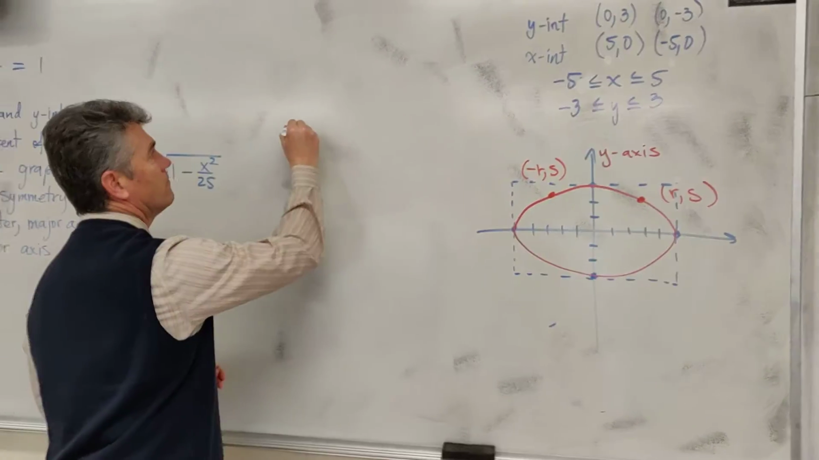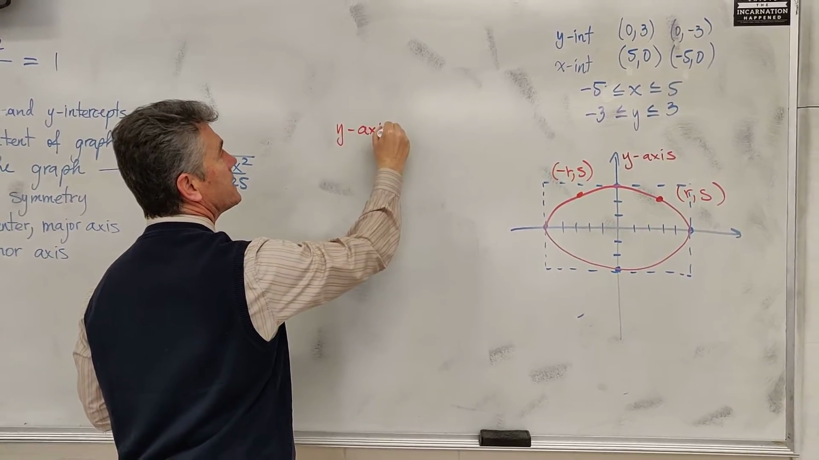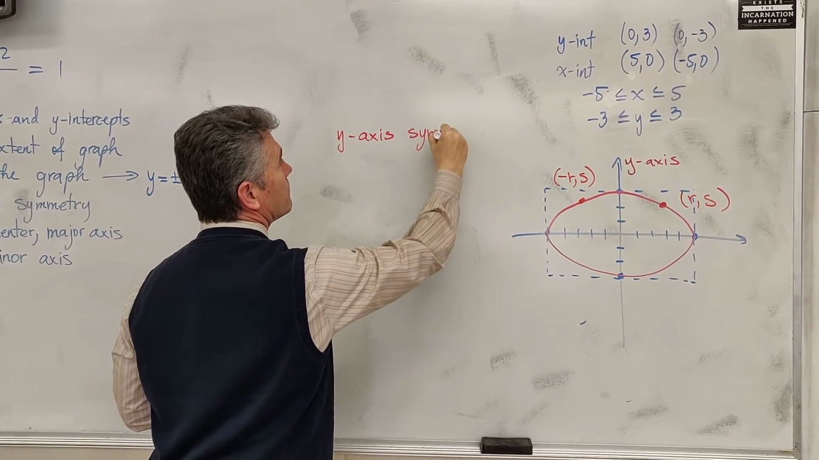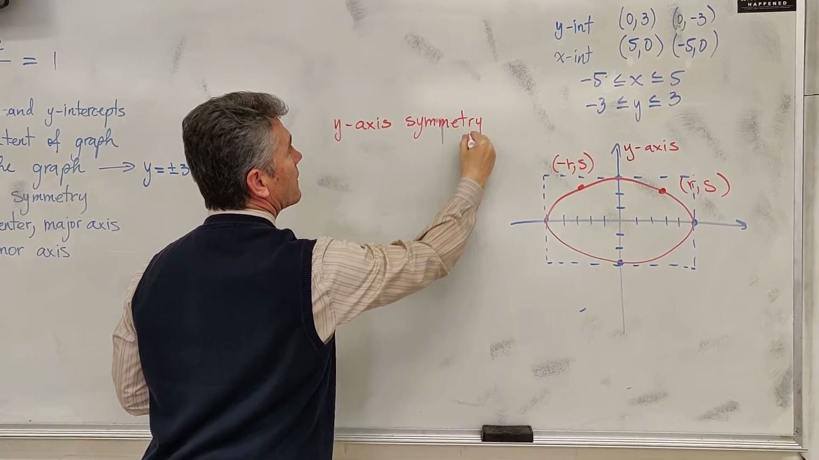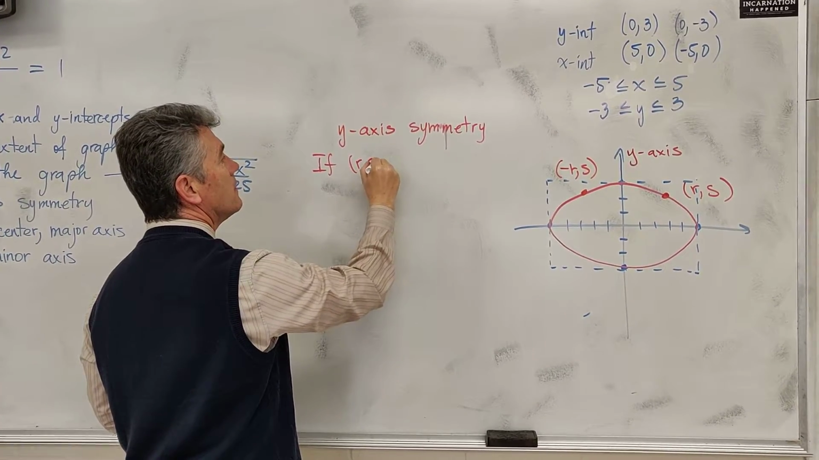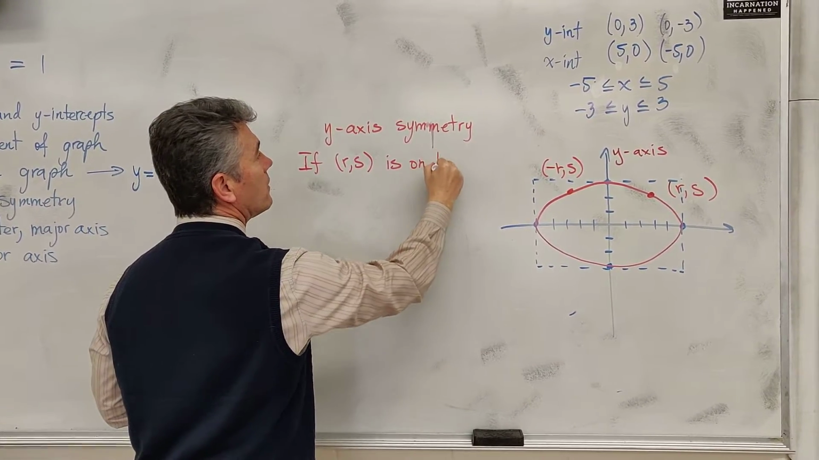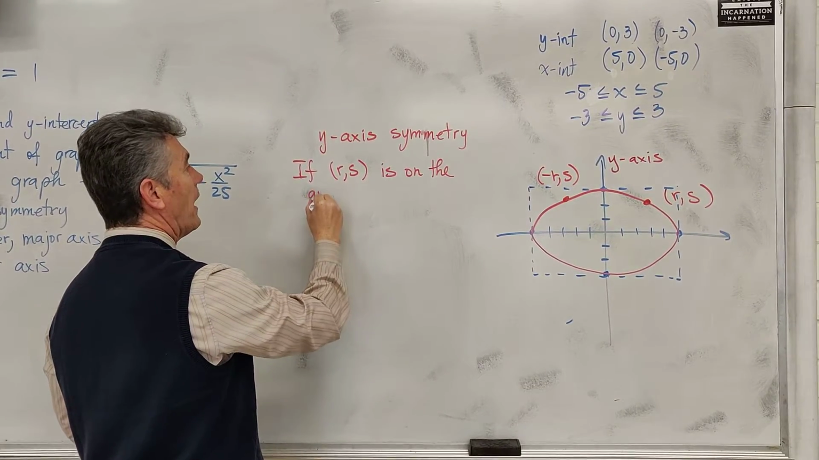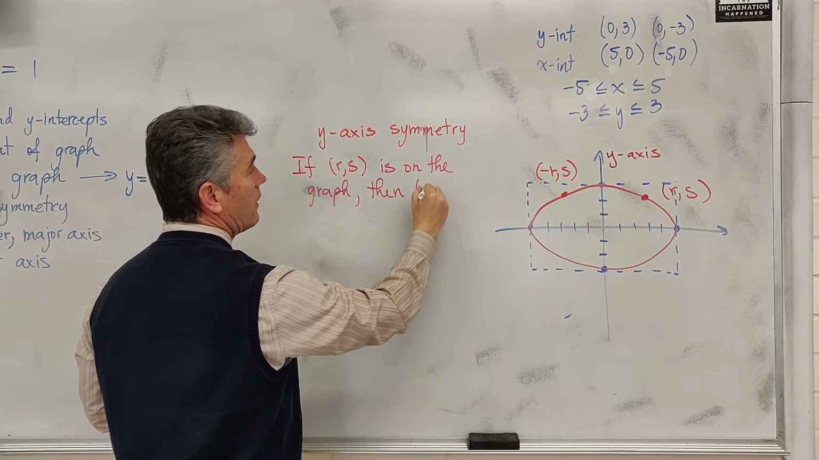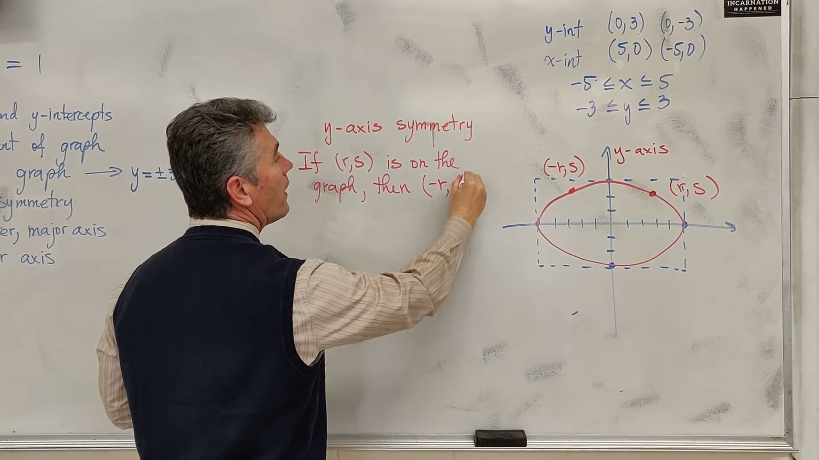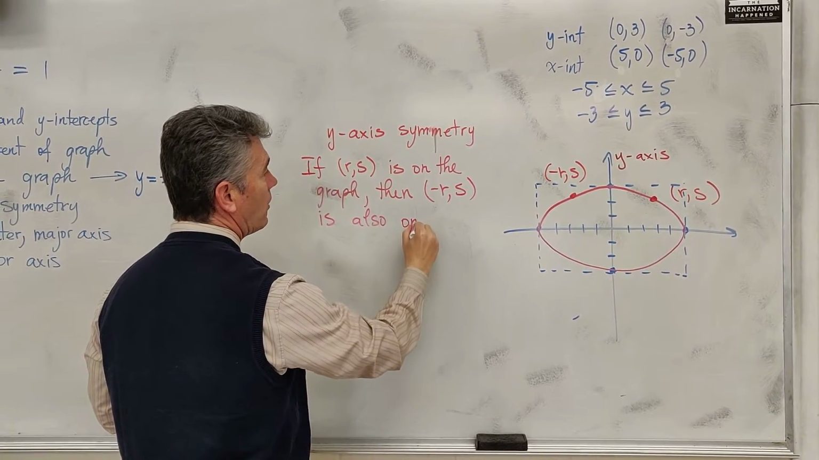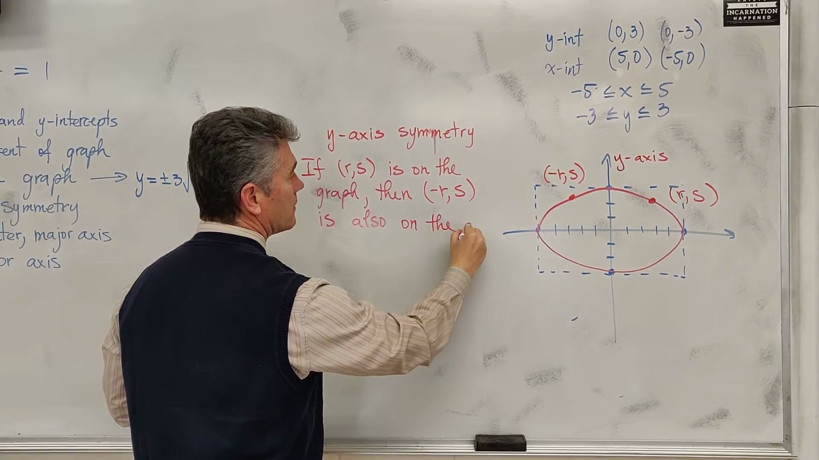Let's write that down. So y-axis symmetry: if the point (R, S) is on the graph, then the point (-R, S) is also on the graph.